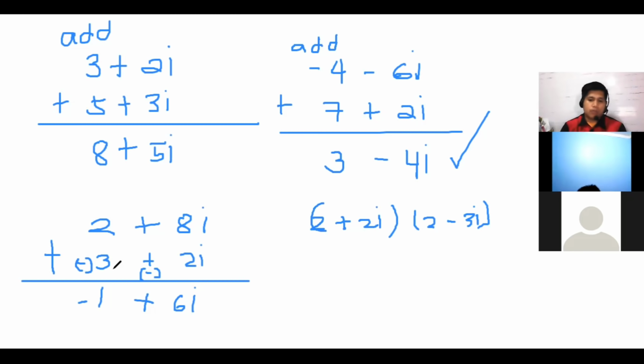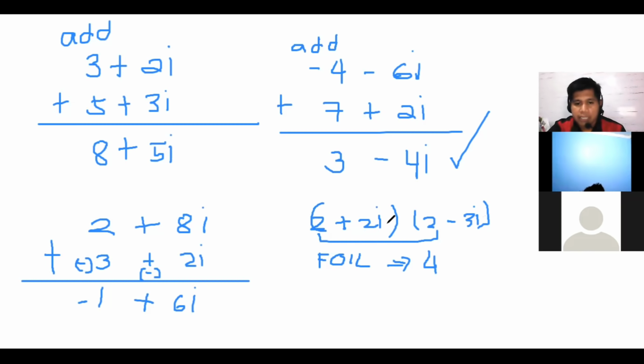Now for multiplication, children, of course you can actually apply your FOIL method. Okay, always apply your FOIL method. So first you're going to multiply the first terms. So that is 2 times 2, right? 2 times 2 will give you 4. Then multiply the terms outside. So you have your 2 and negative 3i.